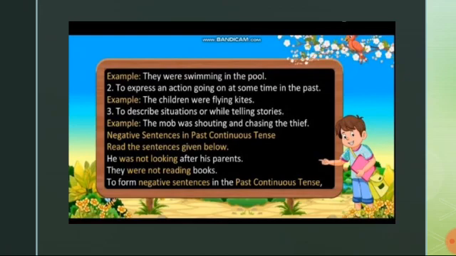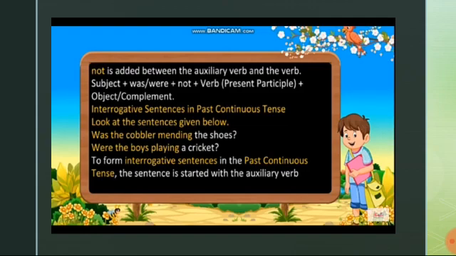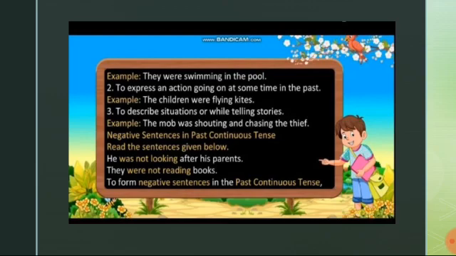So to form negative in the past continuous tense, not is added between the auxiliary verb and the verb. The verb form will be subject plus was or were plus not plus verb in its present participle form. The verb will be in its ing form. Like see, he was not looking after his parents. So was not and looking, the ing form of look. They were not reading. So reading.